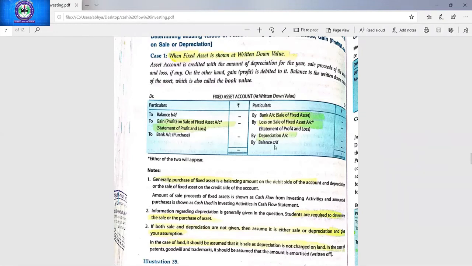And then on the right hand side you can see the last item, that is the balance CD, that is the closing balance of the asset. Closing balance means current year balance. So in your notebooks you can write these two must be given in every question. Balance BD means balance of previous year and balance CD means balance of closing year.